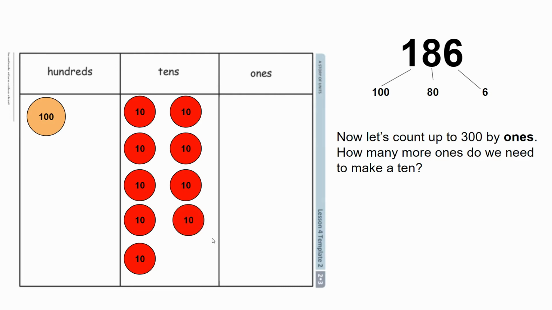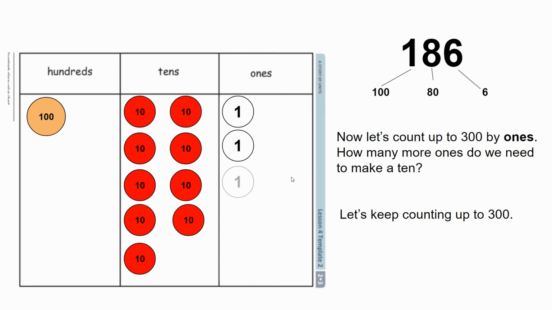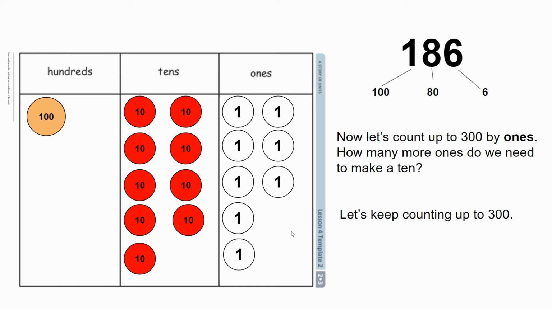Now, take a look at our tens place value disks. How many more would we need to be able to trade for another 100? Correct. We need one more 10. We are at 190. Remember, we are counting by ones. So let's keep counting up to 300. Here we go. 191, 192, 193, 194, 195, 196, 197, 198, 199.